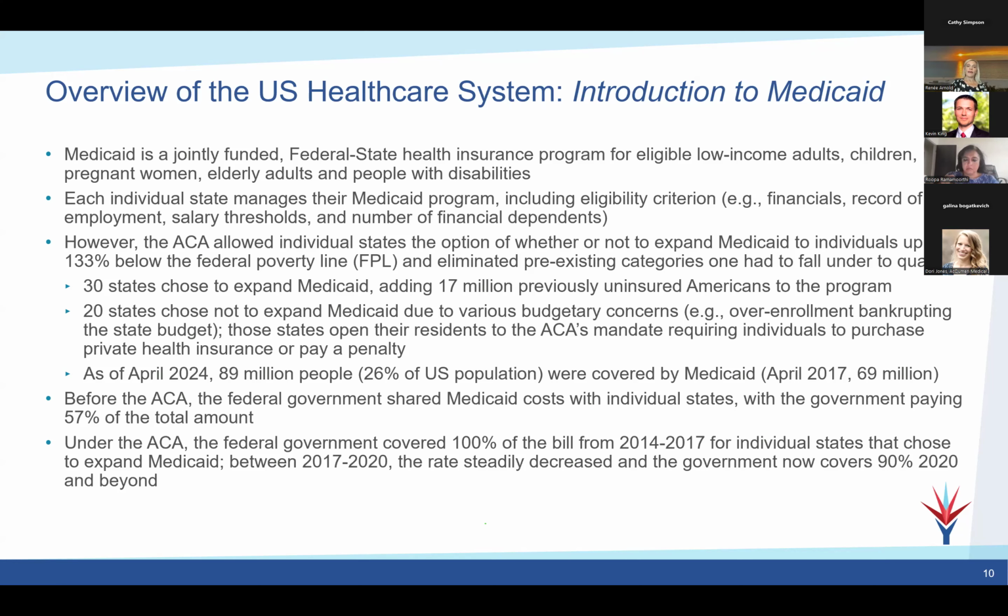Before the ACA, the federal government shared Medicaid costs with the individual states, where the government paid about 57% of the total amount. Over the years, this has slowly been increasing to the point where the federal government now covers about 90% of the costs, and the states cover 10%.